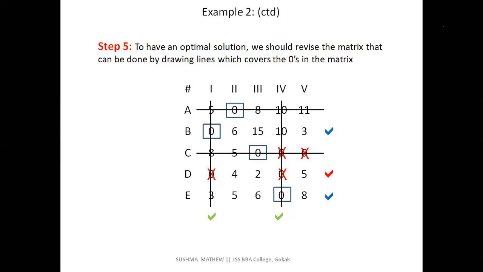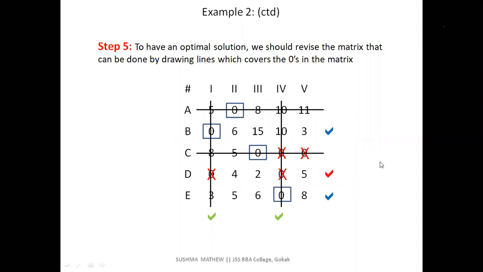All the zeros have been covered by lines. Check. Are all zeros covered by lines? Yes, ma'am. Able to see? Okay. Now there are uncovered elements. Uncovered means the line does not touch them. 6, 15, 3, 4, 2, 5, 5, 6, 8. Able to see them? These are called uncovered elements.